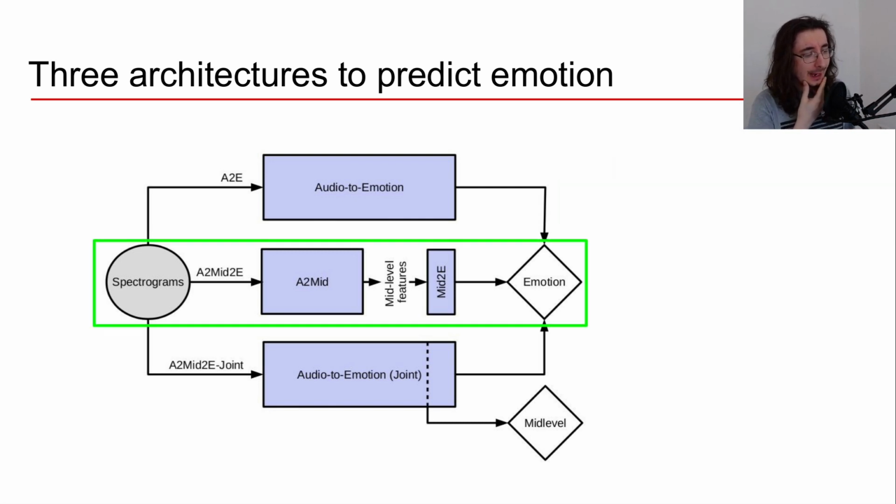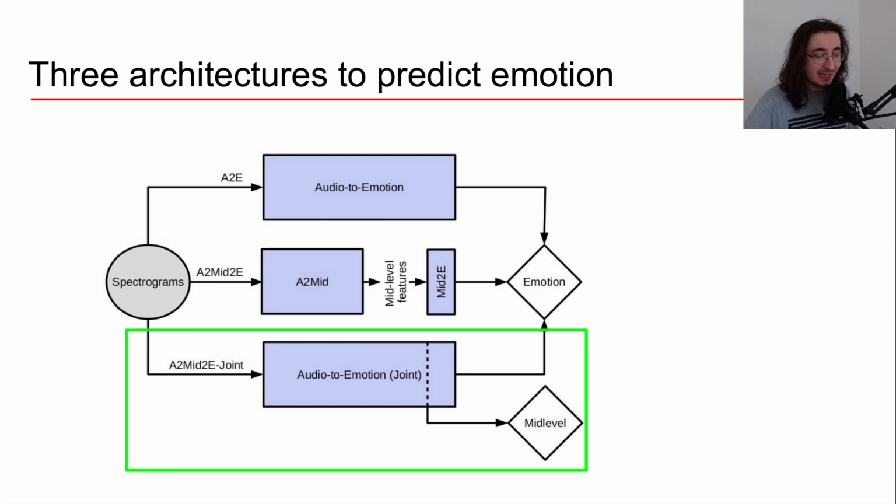Okay, so the second architecture that they built is a kind of two-step architecture. So it's called A to mid to E, which I guess stands for audio to mid-level features to emotion. But as you can see here, there are two blocks. So the first block is a deep neural net, and what it does, it is trained to predict mid-level features. Okay. So once you have this block that's trained, then there's another level here, which is called mid to E. And it's basically a linear regression model, which gets as input the mid-level features, and it gives out emotion predictions as outputs.